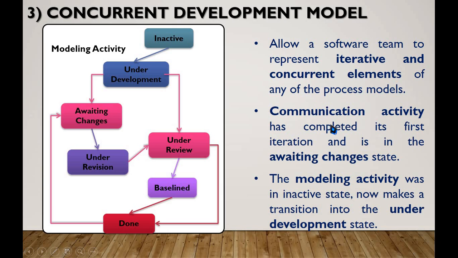For example, the communication activity has completed its first iteration and it is in the awaiting changes state. Meaning if your communication activity is completed, meaning it is done, then it will be in the awaiting changes state. Meaning if the user gives some other changes, then that will go into the under development state. If no changes are required, then only the communication activity will be in the awaiting changes state.